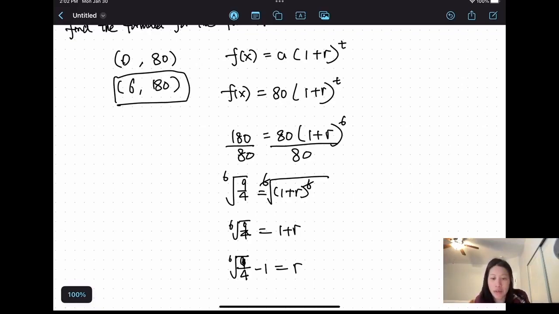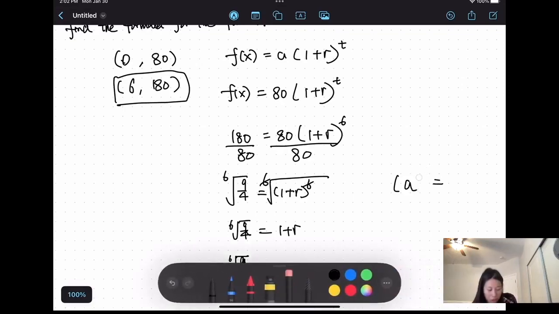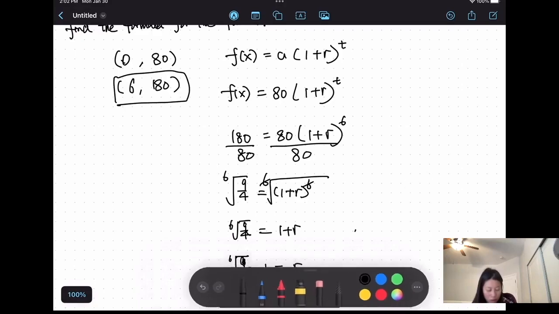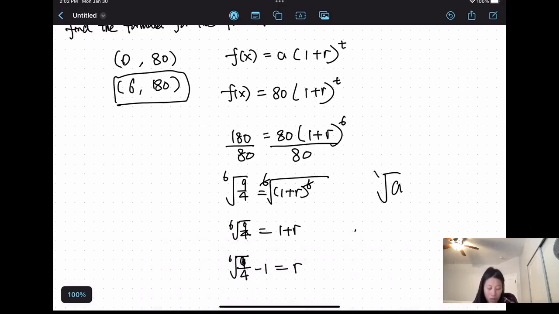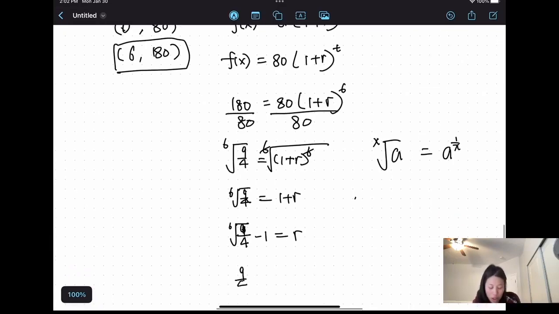So now let's calculate. How can we calculate the 6th root? You probably learned that in Math 19.5 or Math 19.7, when we were talking about roots. Let's do a very quick review. The x-th root of a equals a to the 1 over x. Remember that? If not, please go back to review exponents in Math 19.5 or Math 19.7. So that means here we want to put 118 over 80, to the 1/6 power, minus 1 equals r, in our calculator.